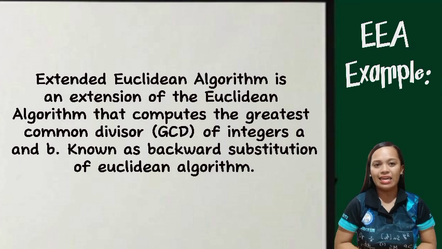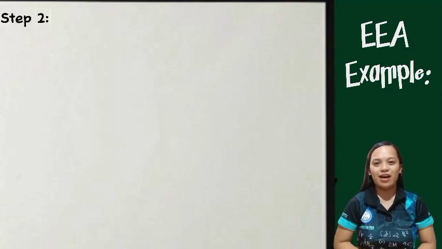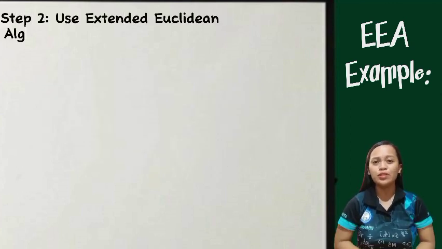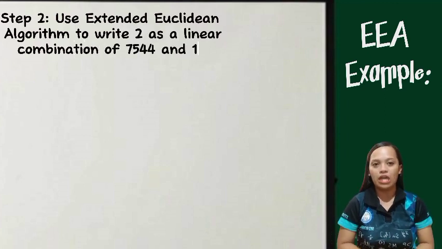So, the goal of the EEA is to find the x and y values such that when we multiply them by our a and b, the answer is the same as our GCD. So, let's proceed to step 2. Use the Euclidean algorithm to write 2 as a linear combination of 7,544 and 115. Our GCD is 23. So, when we calculate this, it should result in 23.